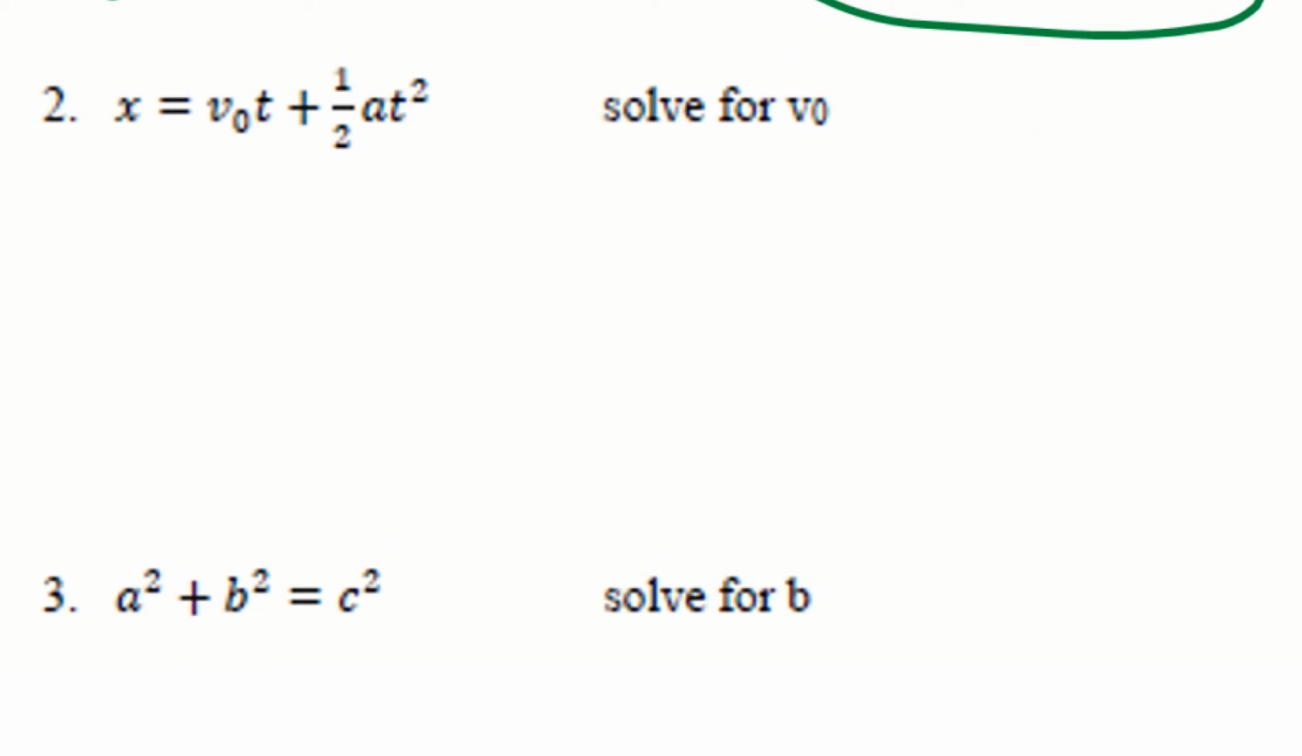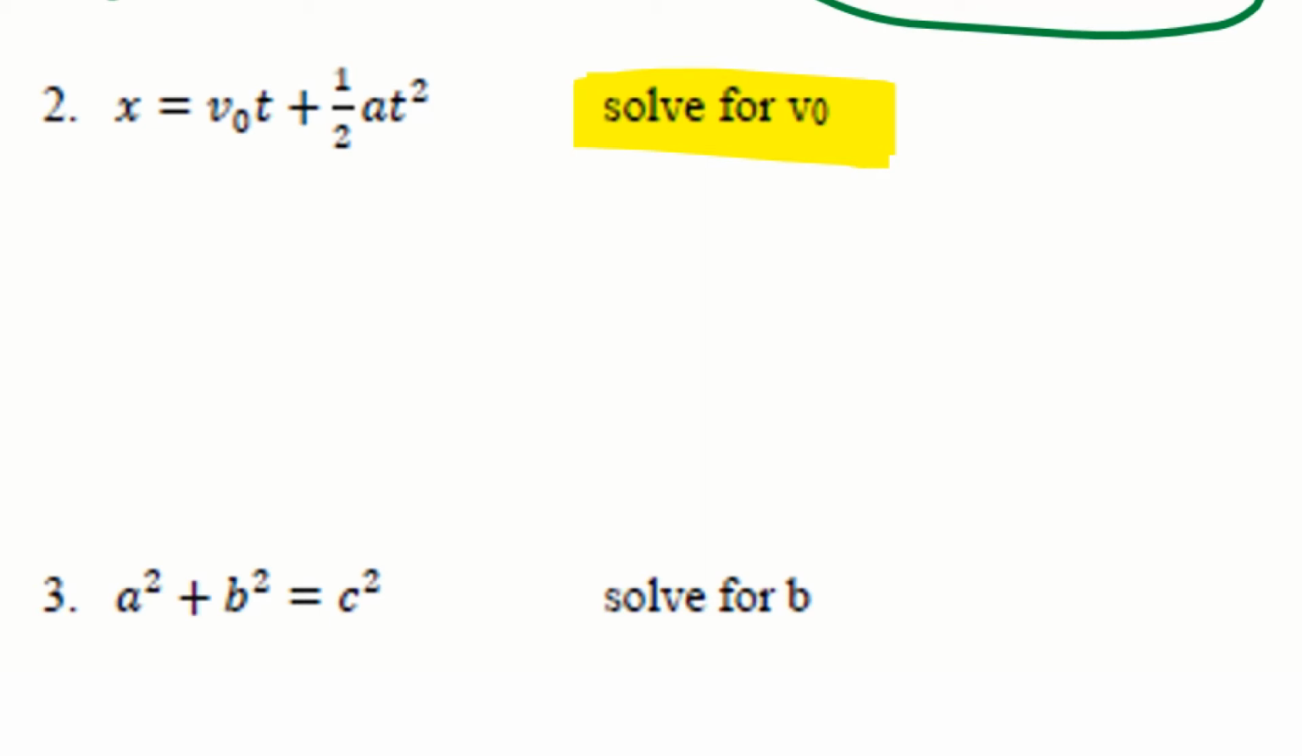Number 2 is searching for v naught, also known as v initial. When we look at this equation, notice that v initial is being multiplied by t, and then you also have the addition of 1/2 at squared. Well, I want v initial by itself.